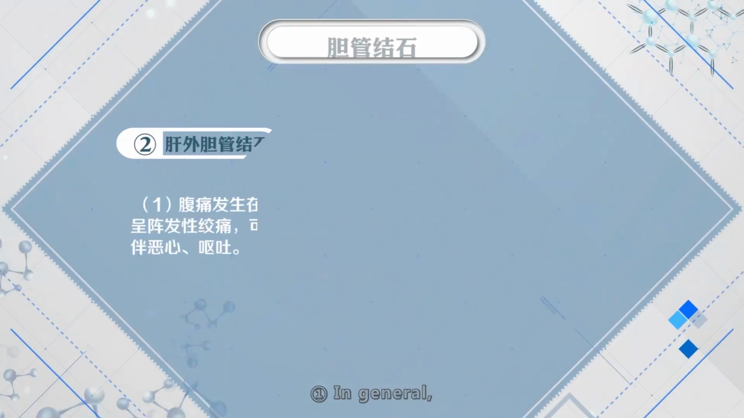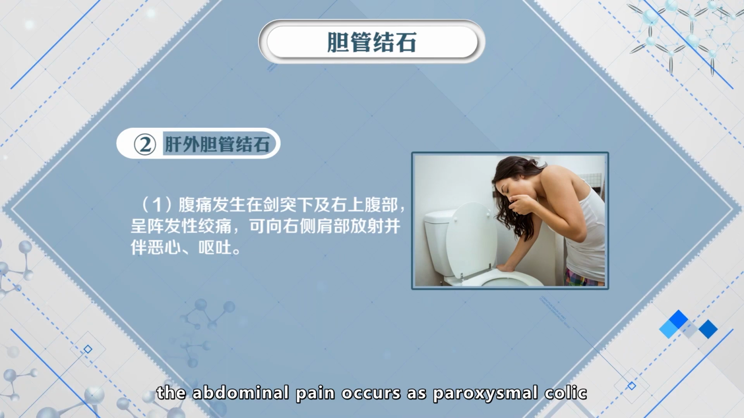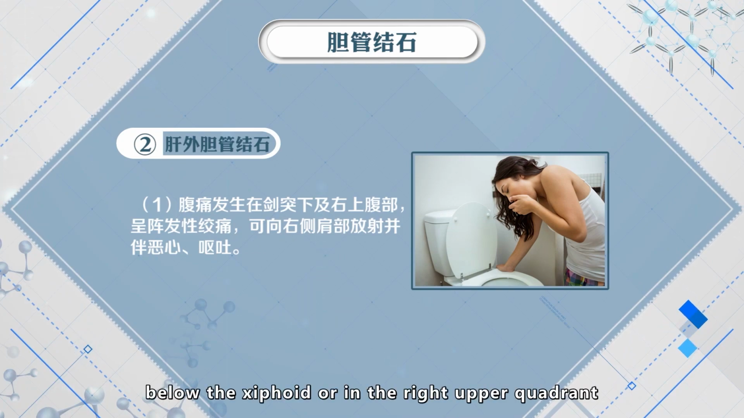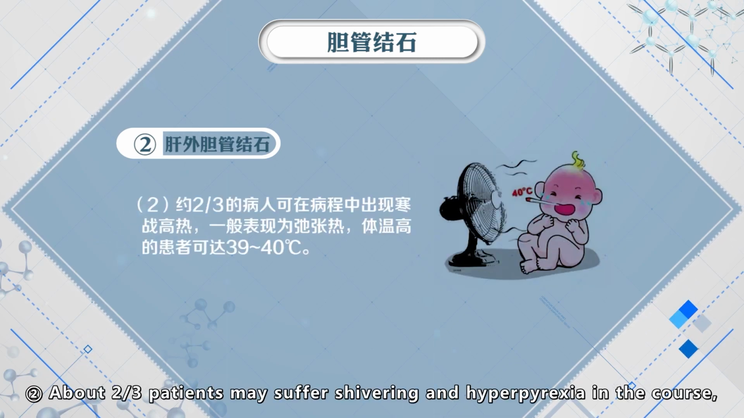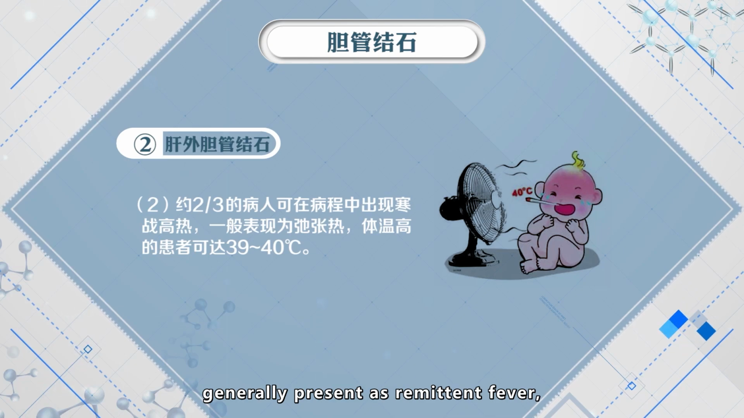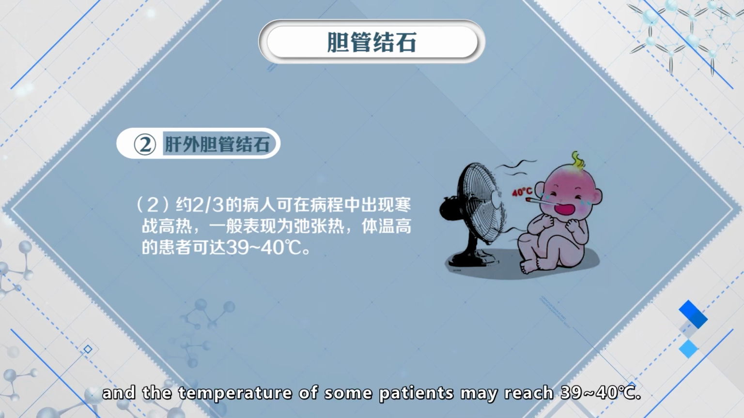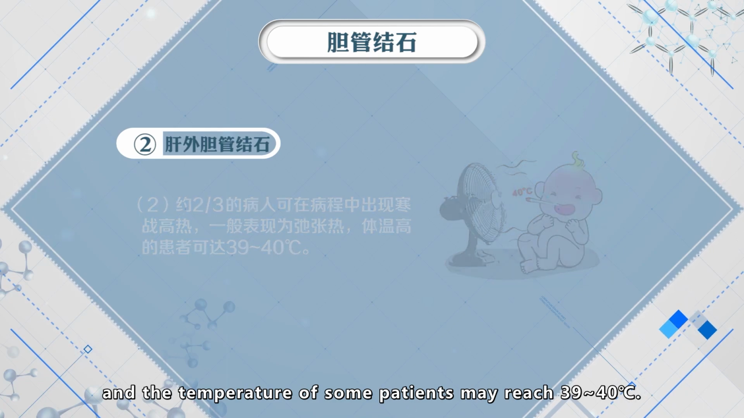In general, the abdominal pain occurs as paroxysmal colic below the xiphoid or in the right upper quadrant and may radiate to the right shoulder, accompanied by nausea and emesis. About 2/3 of patients may suffer shivering and hyperpyrexia in the course, generally presenting as remittent fever, and the temperature of some patients may reach 39-40.